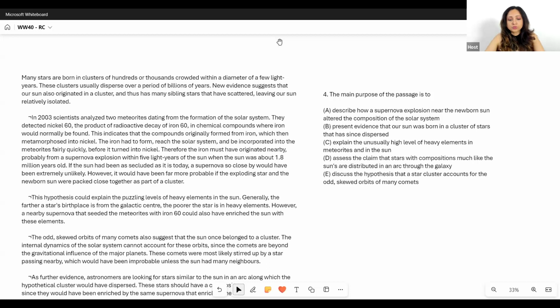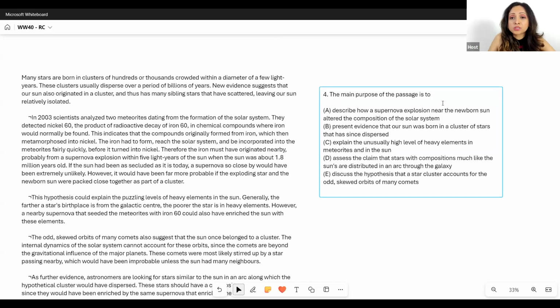Good guys, almost all of you have got the correct answer and almost everyone has responded. That's great. The main purpose of the passage is to, we've discussed this now while we were going through the passage and then in the questions also, that time and again the author is coming back to that one hypothesis, that one main point. What is this? That the sun was born in a cluster of stars, right?